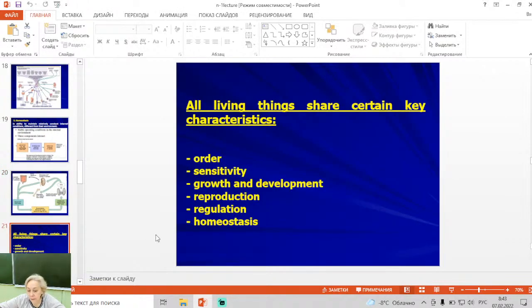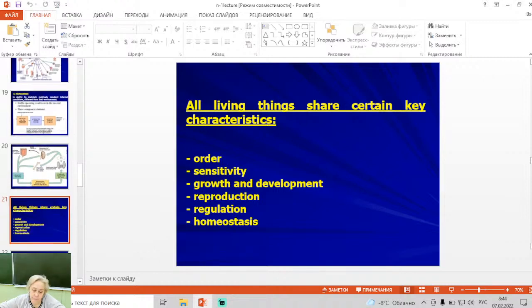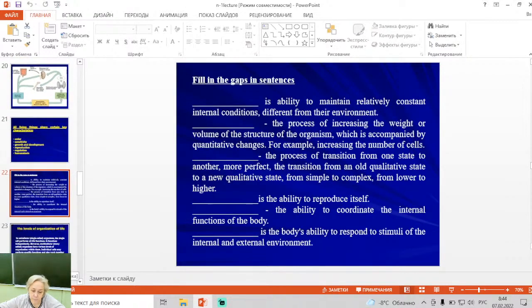So, all living things share certain key characteristics: order, sensitivity, growth and development, reproduction, regulation, and homeostasis. And I want you to fill in the gaps in the sentence. Repeat material from the first parts of our lecture. What is the ability to maintain a relatively constant internal condition different from the environment?